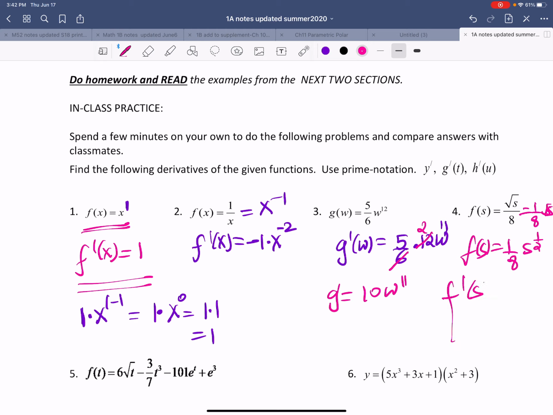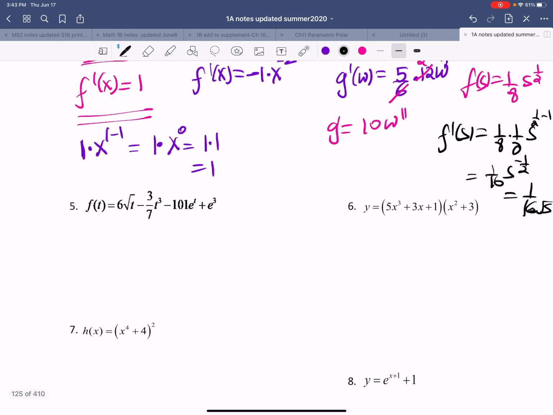So f prime of s would be equal to 1/8 times 1/2, s to the power 1/2 minus 1, which is negative 1/2. So 1/16 s to the power negative 1/2, or 1 over 16 square root of s. Both are correct. Next, again, we have a sum and difference of several functions.